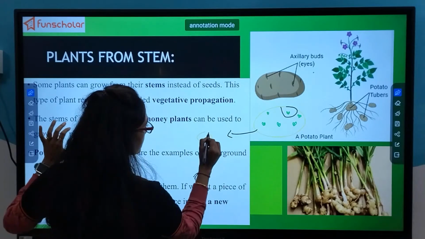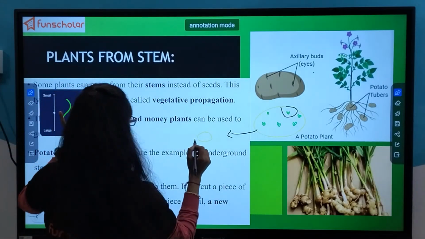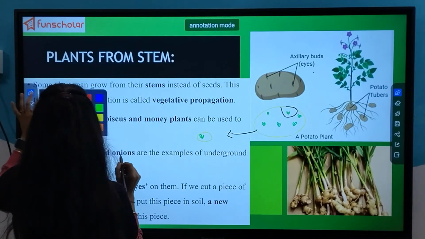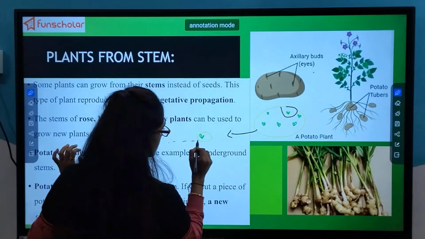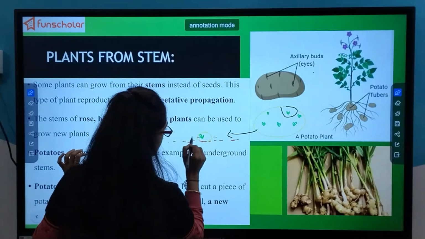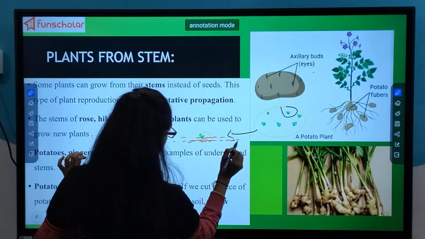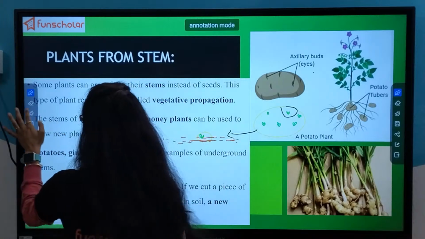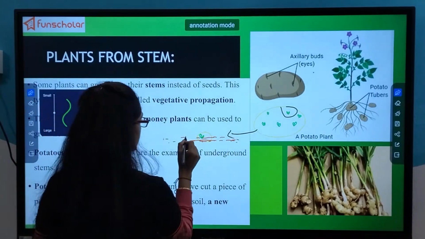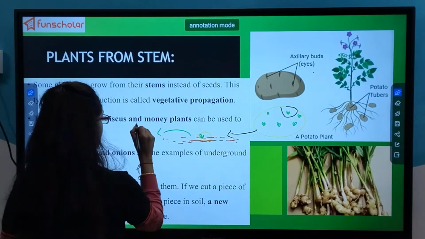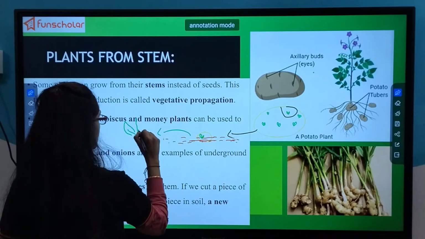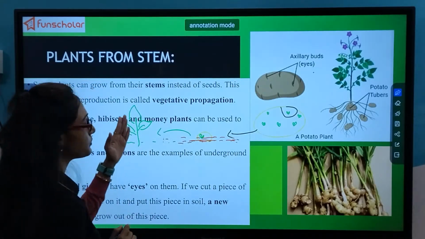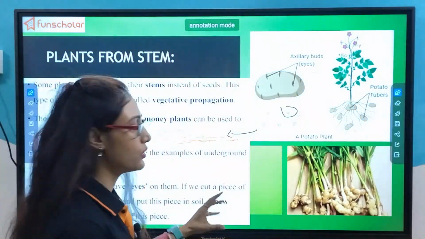You will put that part in the soil, and suppose this is the soil. Okay. After some days, what will happen? From this bud, a new potato plant will grow. After some days, from this part, a new potato plant will grow.